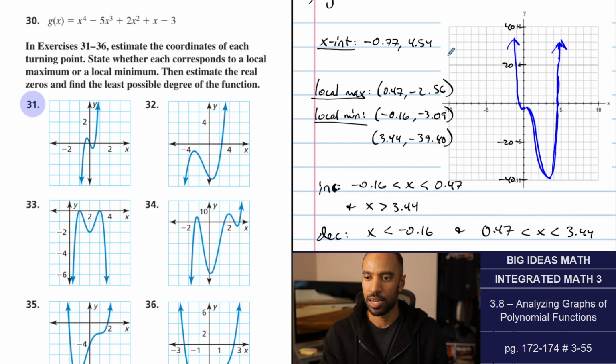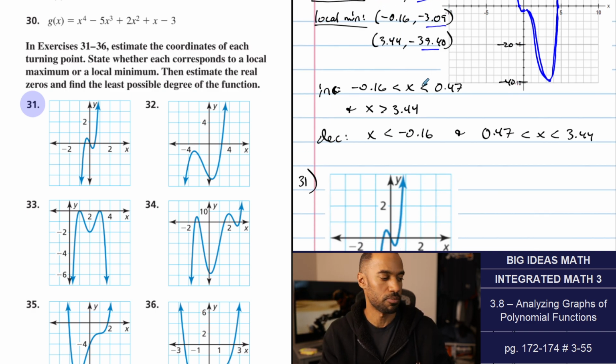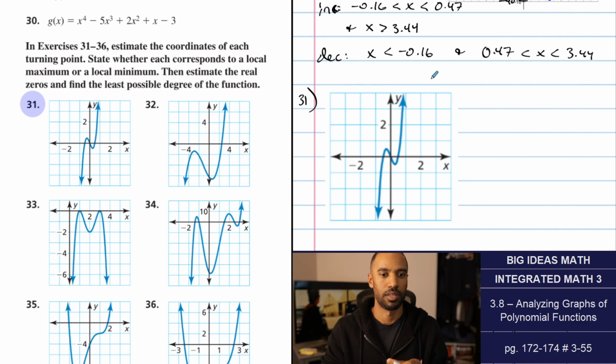Oh, I should have stated on all these with the maxes, this is the max, this is the min, things like that. They are the y values very specifically, but those were the turning points themselves. So, okay. Anyway.